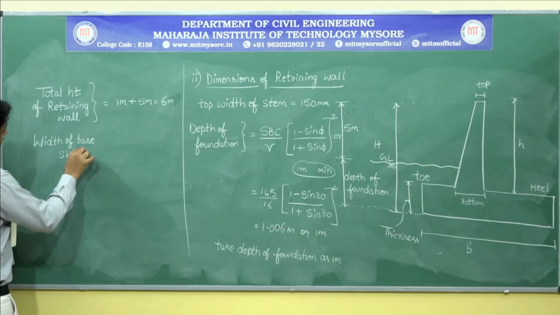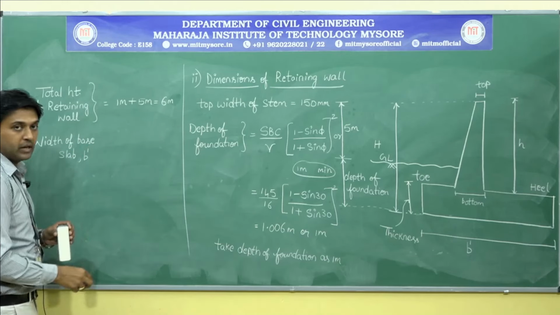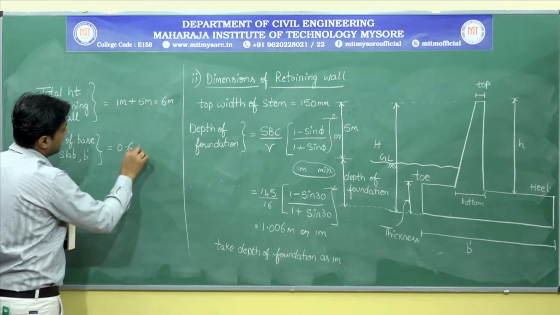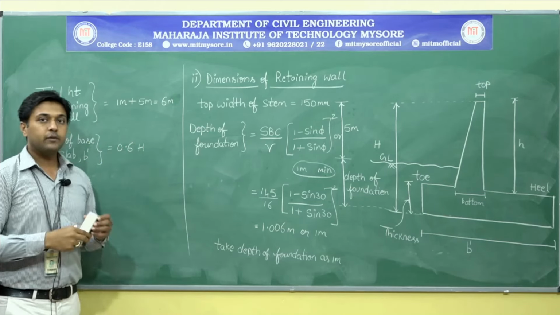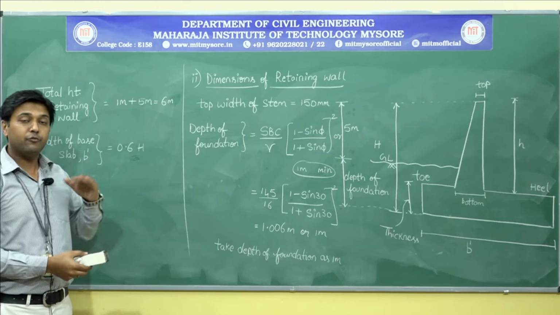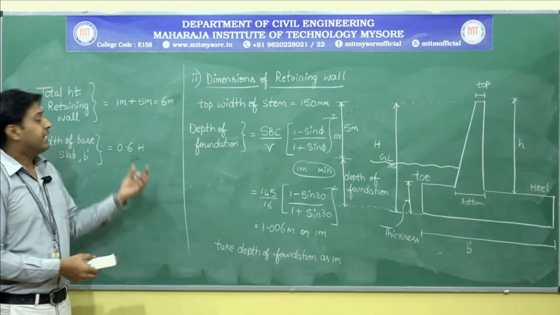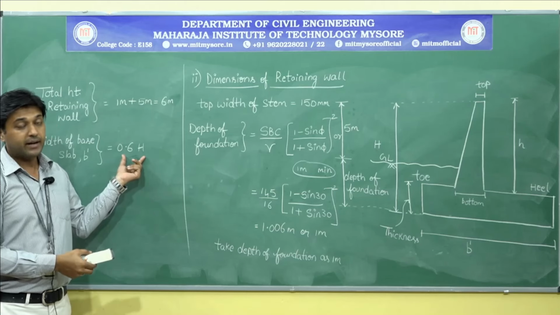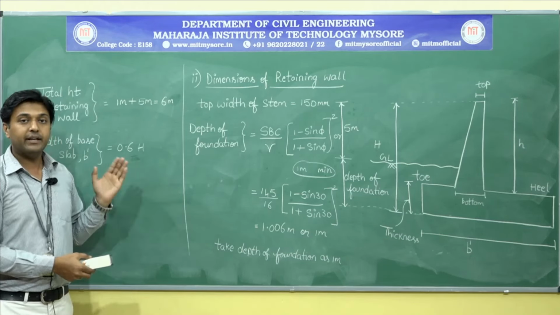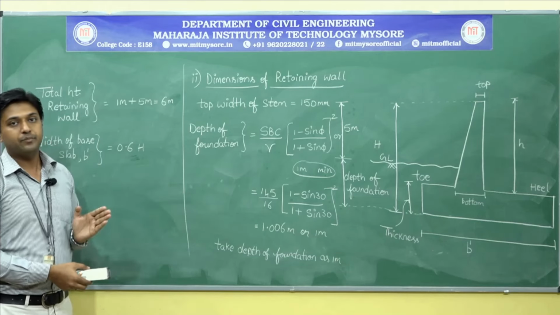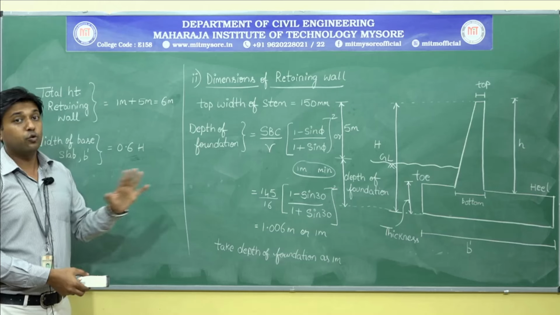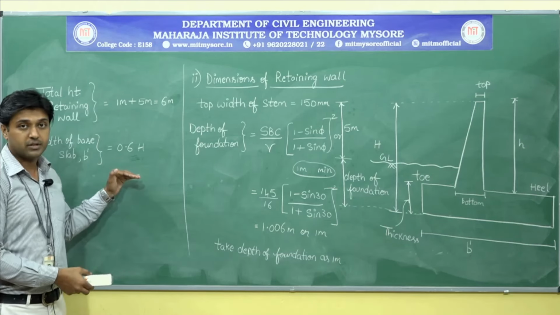I will be representing it with B dash, which is given by 0.6 times H. Whatever assumption I am taking is by practice, and various textbooks have taken this as the reference. It is not mandatory. Whatever value you take here, finally you will do the check for that. If the structure is safe, we will continue, or else we will increase. So there is no need to worry how you have taken it.